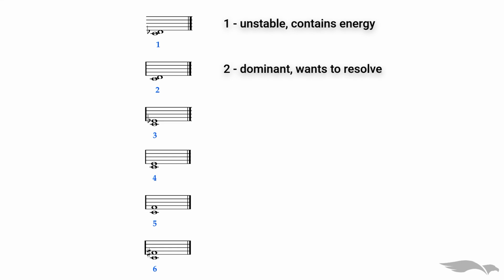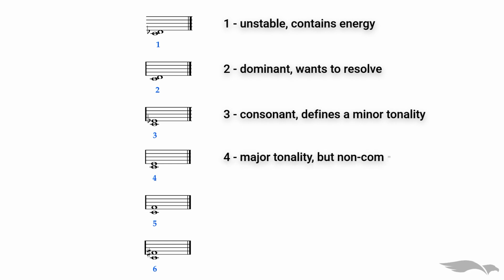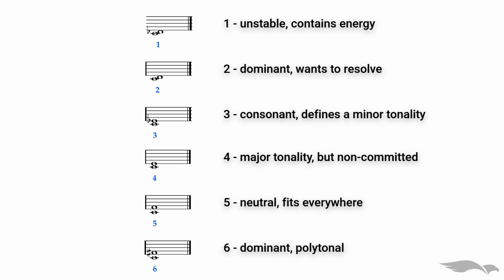Now here's a quick list of those 6 intervals and how they differ in their functions. The 1 is unstable and contains energy that can be set free by expanding. The 2 is dominant and wants to resolve to a new tonal center. The 3, by its nature, is consonant and defines a temporary tonal center. The 4 evokes a major tonal center but reacts beautifully to the intervals around it, so it is non-committed. The 5 is neutral and goes along with everybody. The 6 is also dominant but ambiguous. It connects strongly to bitonality and polytonality.